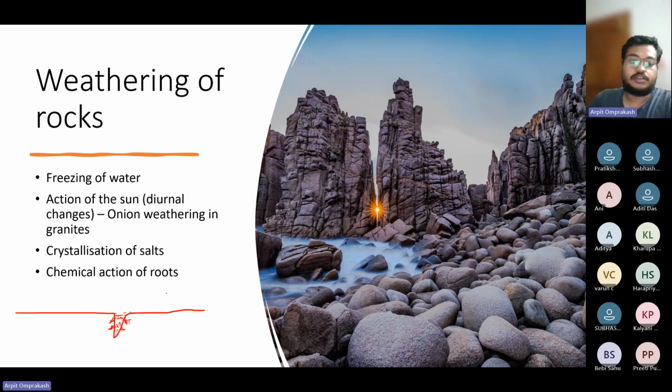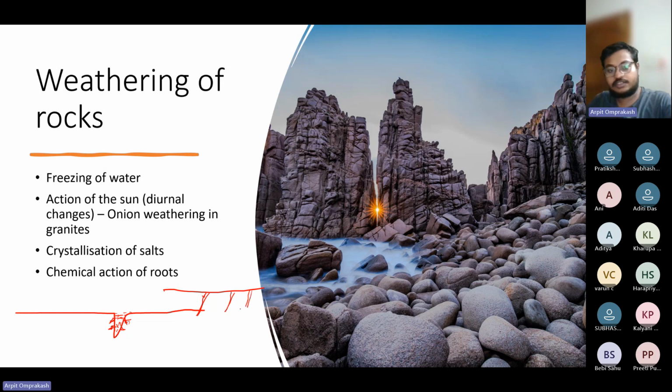Right. The other thing is the action of the sun. As the sun comes up every day, it heats the rocks. And as it sets in the night, as the temperature gets cooler, the rocks tend to shrink or compress. Right. So this expansion and compression keeps on happening every day, in small amounts. And if these rocks are quite large, then after several rounds of this, they will start forming cracks in between.